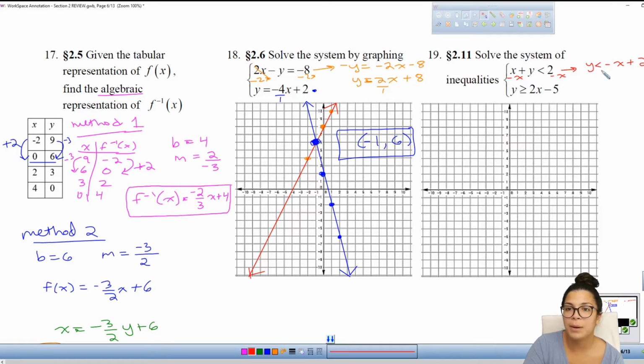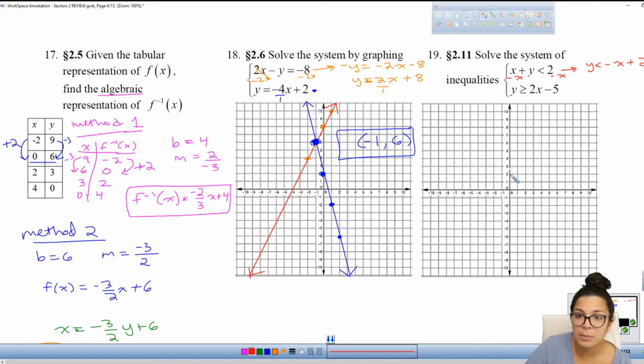Now, I didn't need to flip around the inequality symbol, but just keep in mind that with inequalities, if you divide or multiply by a negative, you do need to flip the inequality. And your y value has to be on the left-hand side in order for you to interpret the inequality symbol correctly. So let me go ahead and graph the top one.